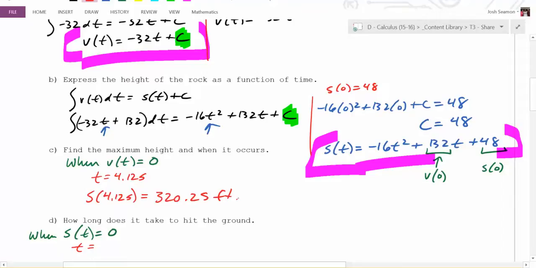So S of t equals 0. When you do that out, do you end up having to use the quadratic equation? Yes, you do, and you end up with two answers: 8.599, I think, and what else? Negative 0.348.